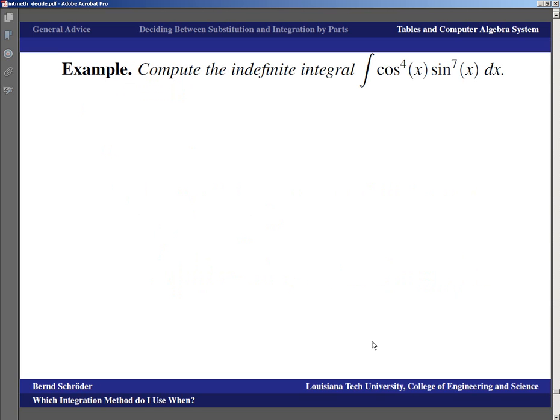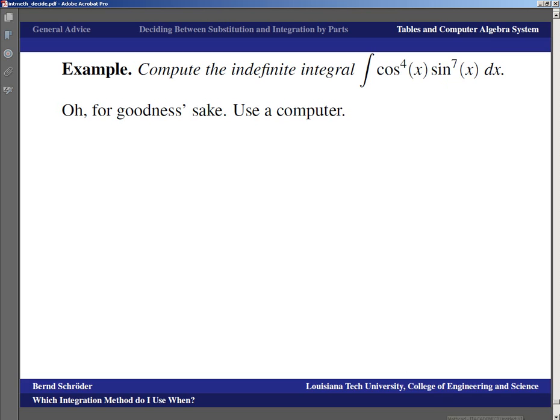I want us to compute the indefinite integral of the 4th power of the cosine times the 7th power of the sine. And for goodness sakes, that's what you want to use a computer for, right? I mean, I've shown you those reduction formulas, and we can now just substitute into the formula, plug and chug at a very, very advanced level.